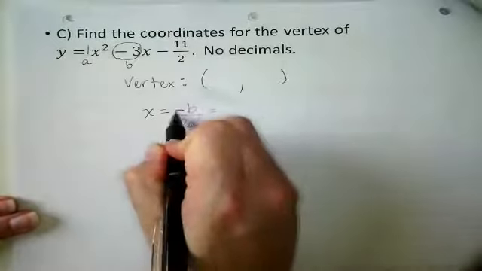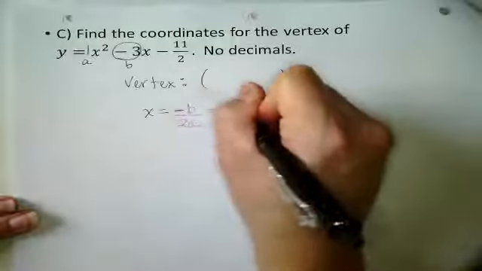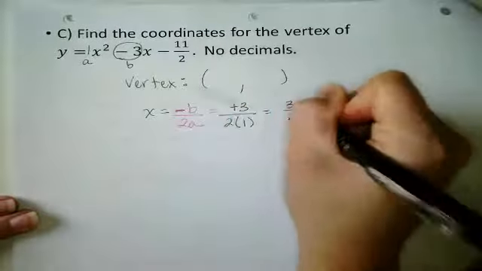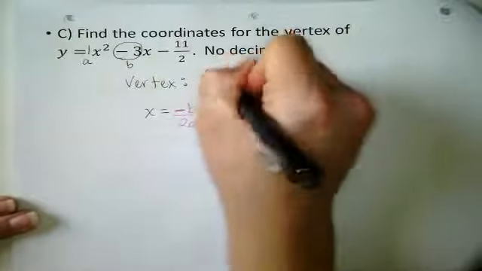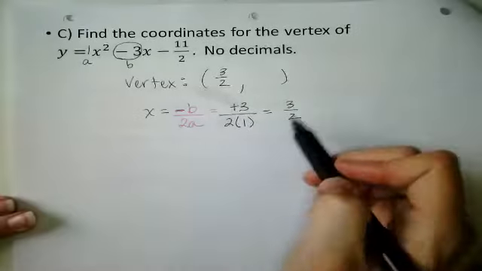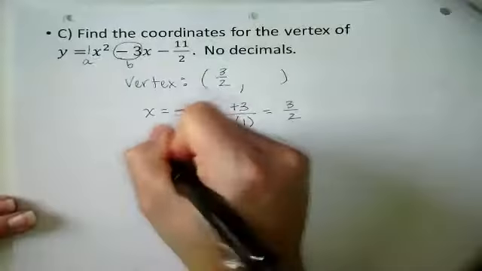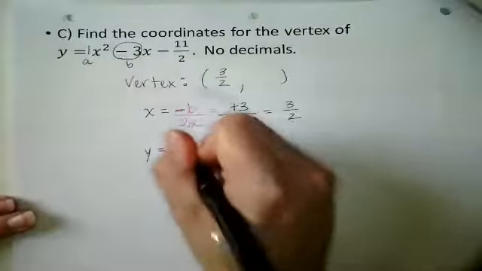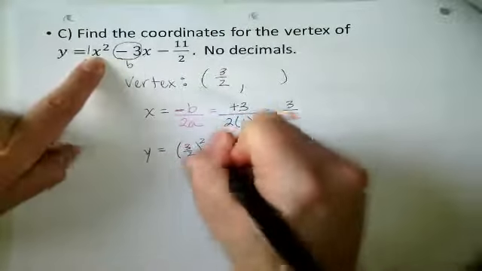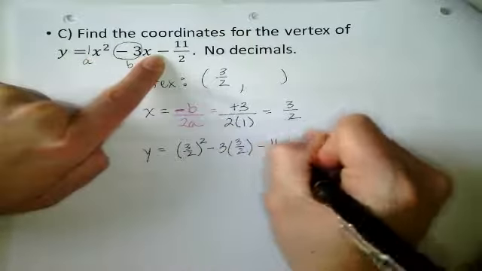All right, so we want the opposite of b. The opposite of b is positive 3 over 2 times 1. So we get 3 over 2. That is the x coordinate. Now, how do you find the y coordinate? You have a value for x, plug it back in. So for the y coordinate, we have plugging in for x, (3/2) squared minus 3 times 3/2 minus 11/2.